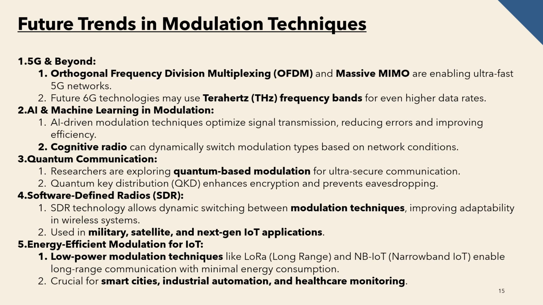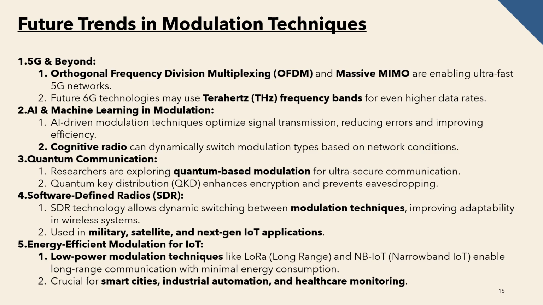Now I will discuss what are the future trends in modulation techniques. Number one is 5G and beyond. New modulation techniques like OFDM, orthogonal frequency division multiplexing, and massive MIMO are enabling ultra-fast 5G networks. Future 6G technologies may use terahertz frequency bands for even higher data rates. Number two is AI and machine learning in modulation. AI-driven modulation techniques optimize signal transmission, reducing errors and improving efficiency. Number three is quantum communication, secure data transmission through quantum-based techniques.